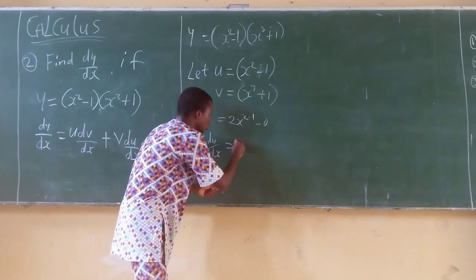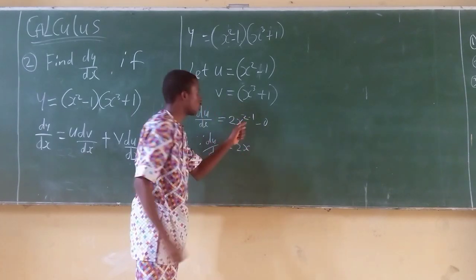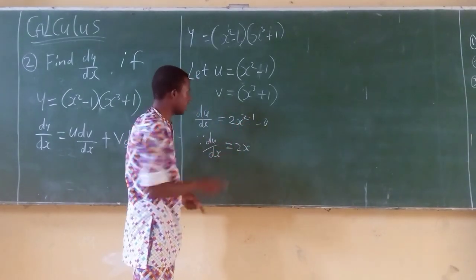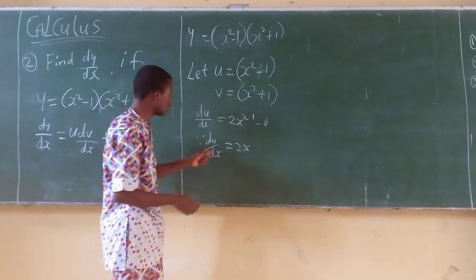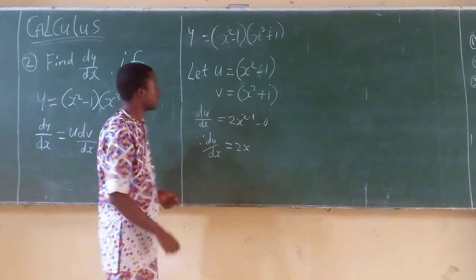Therefore, our du over dx is equal to 2x here, right? You know that 2 minus 1 is 1, and anything raised to the power of 1 is the same thing as that thing. So our du over dx is 2x. Now let's find the derivative of our v.